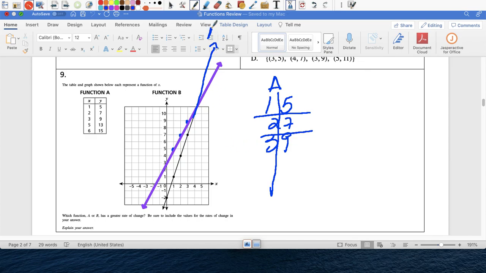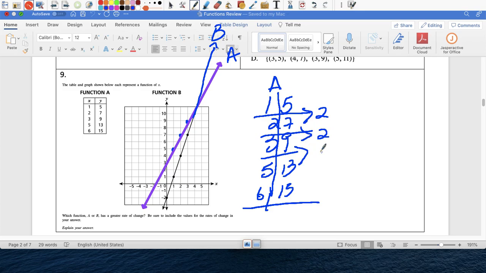Right, this is function A and this is function B. Sorry, backwards. This is function B. This is function A. 5 and 13, 6 and 15. So let's find the change in y. The change in y would be plus 2. Here would be plus 2. If you took plus 2, plus 2. On the other side would be plus 1, plus 1, plus 2.